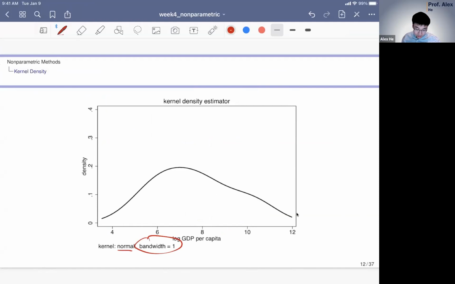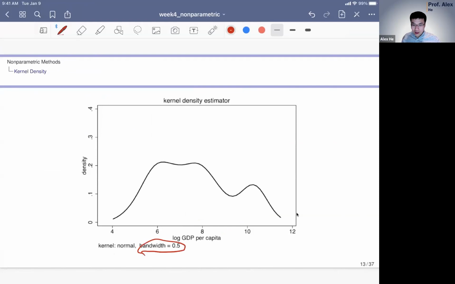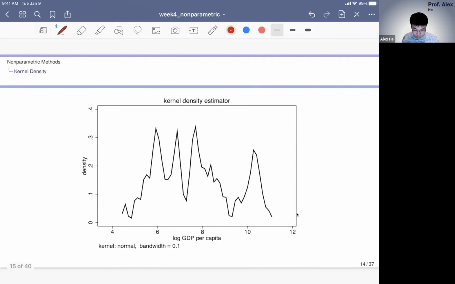And then when you choose a smaller bandwidth equal to 0.5, it will have more fluctuations, right? So it will be less smooth. And then if you choose an even smaller one, equal to 0.1, it becomes really volatile. So the bandwidth you choose really matters a lot.